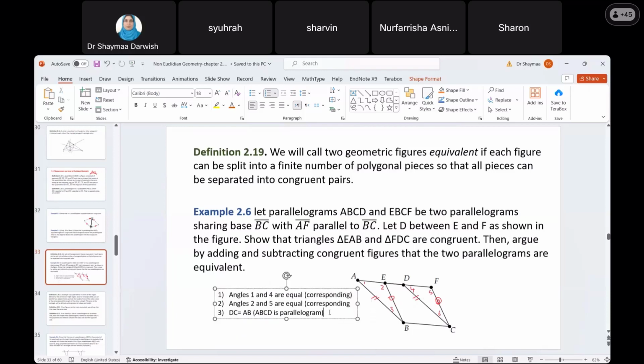So what we can conclude is that the triangles AEB and FDC are congruent. So already the triangles are congruent. ABE is equal to DCF. So they are congruent: angle A equals angle D, angle E equals angle F.